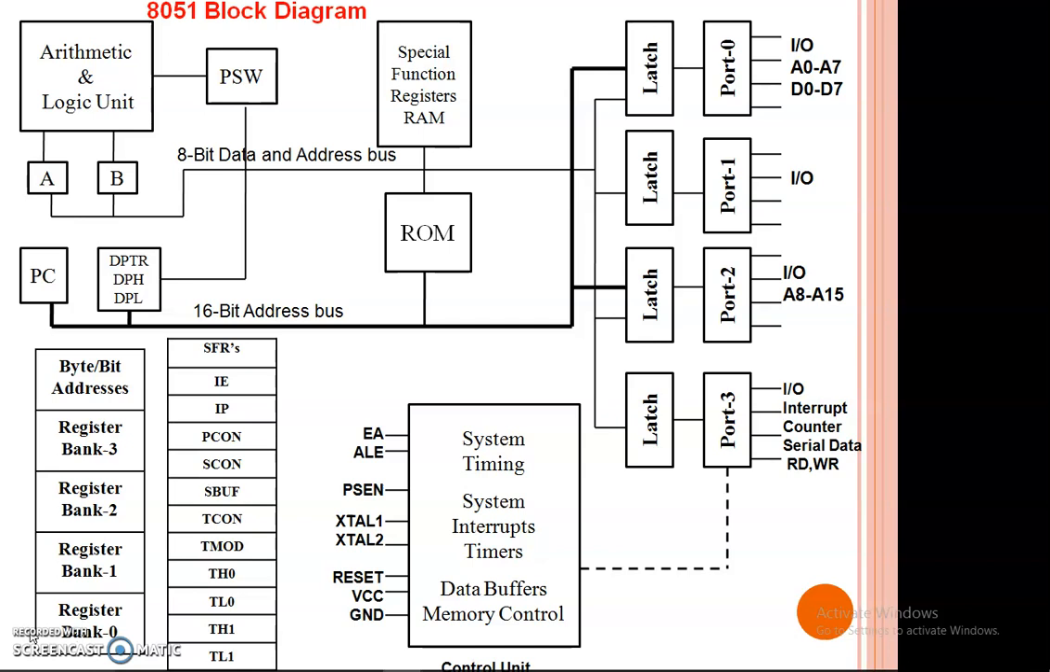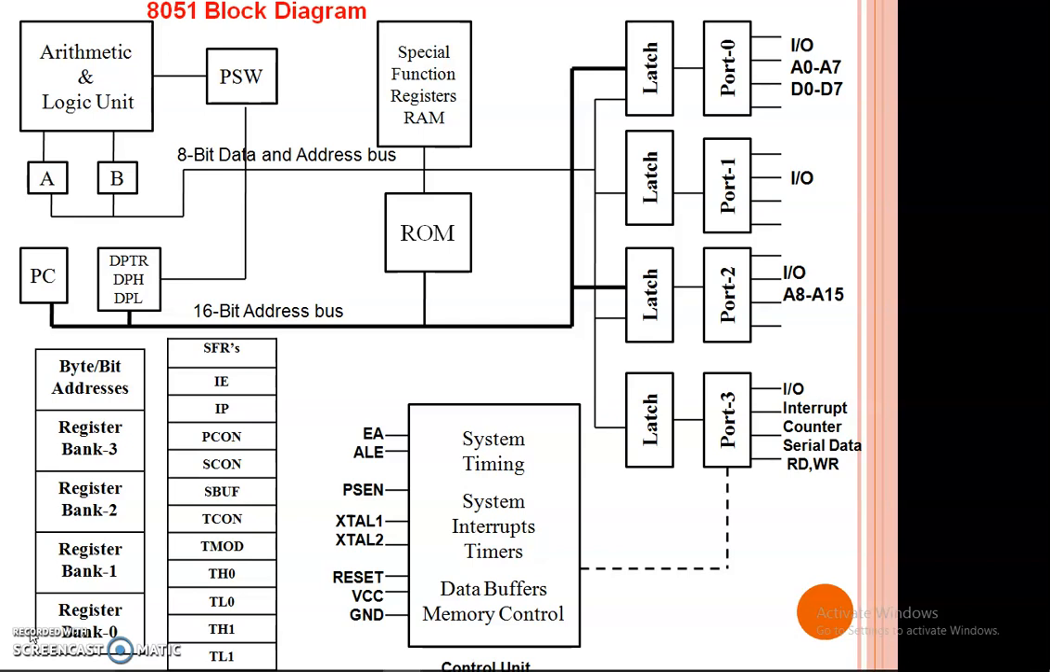Now we will see the first function, I/O. Port 0 can be connected to I/O devices. It can read and write from these pins. Second function is data bus, D0 to D7, 8-bit size. 8051 can read and write data through these pins from external devices. Third function is address bus, A0 to A7. This port can serve as the lower byte of the address bus.